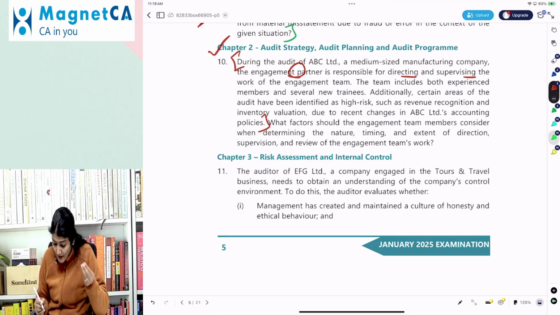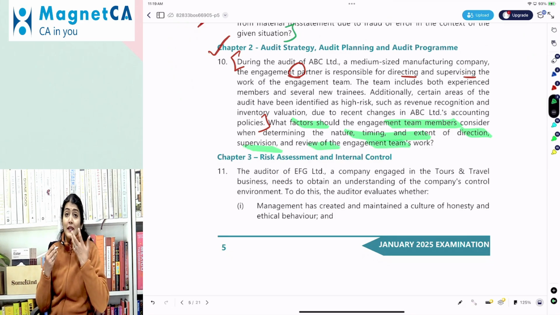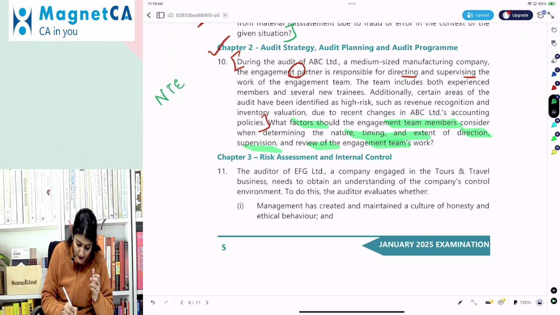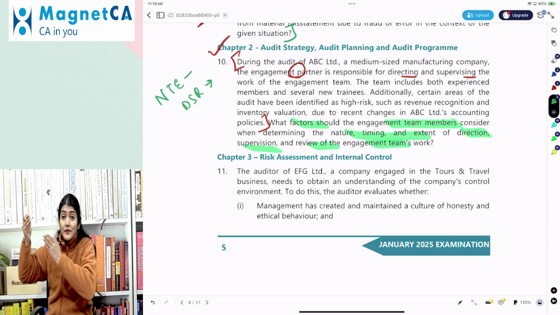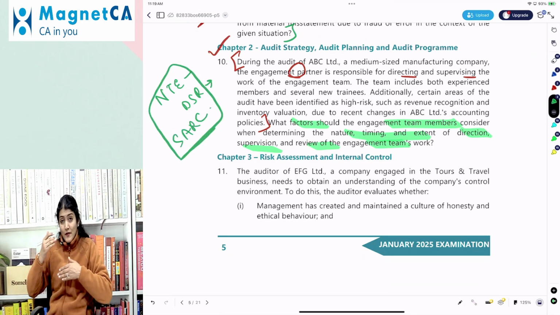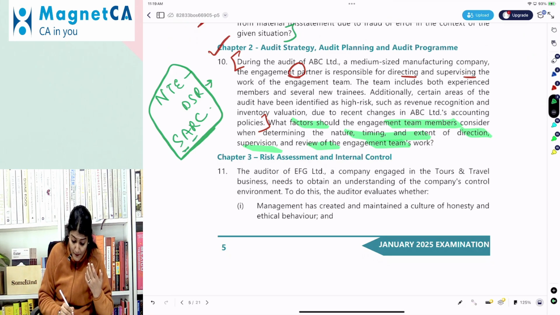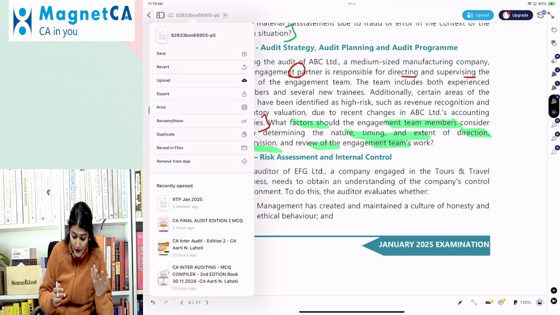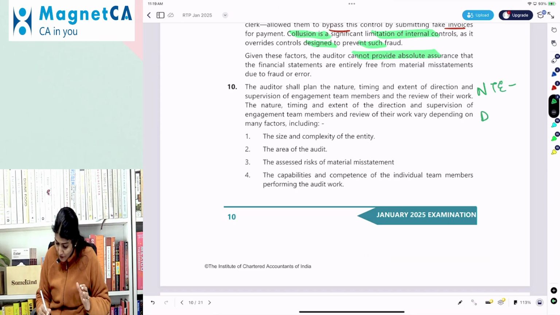What factors should the engagement team members consider while determining the nature, timing, and extent of the DSR of the engagement team work? Right, so what do we say? Nature, timing, and extent of DSR. कि कैसे, कब और कितना direction, supervision, and review is dependent upon the 4 factors SARC. Right, so the size and complexity of the entity, area of the audit, risk of material misstatement, and the competence and the capability of the individual performing the audit. Right, so nature, timing, and extent of the DSR depends upon the SARC.